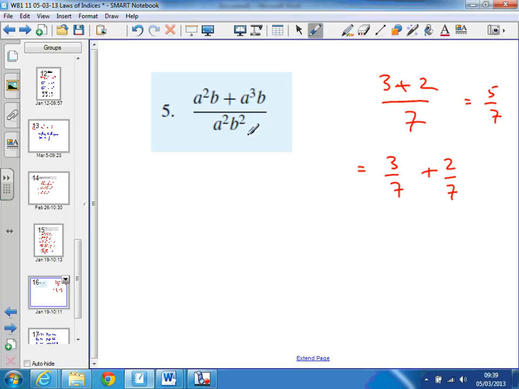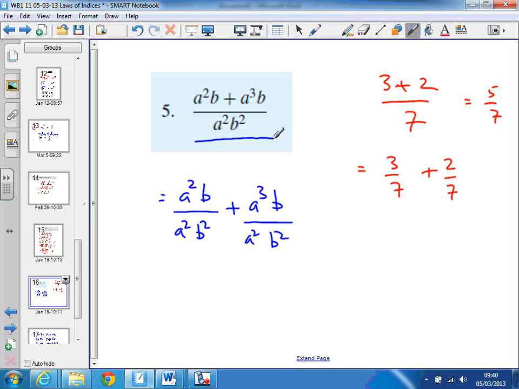We can use that here, because I can write this as a squared b over a squared b squared plus a cubed b over a squared b squared. And that's a crucial first step. I can't do any combining using laws of indices. I can't cancel anything top and bottom if there's something added on the top. I can only cancel if there's just one thing top and one thing bottom. So the first step is to split this into its two parts like that, and that's an important thing to remember if we're going to try and simplify something like this.